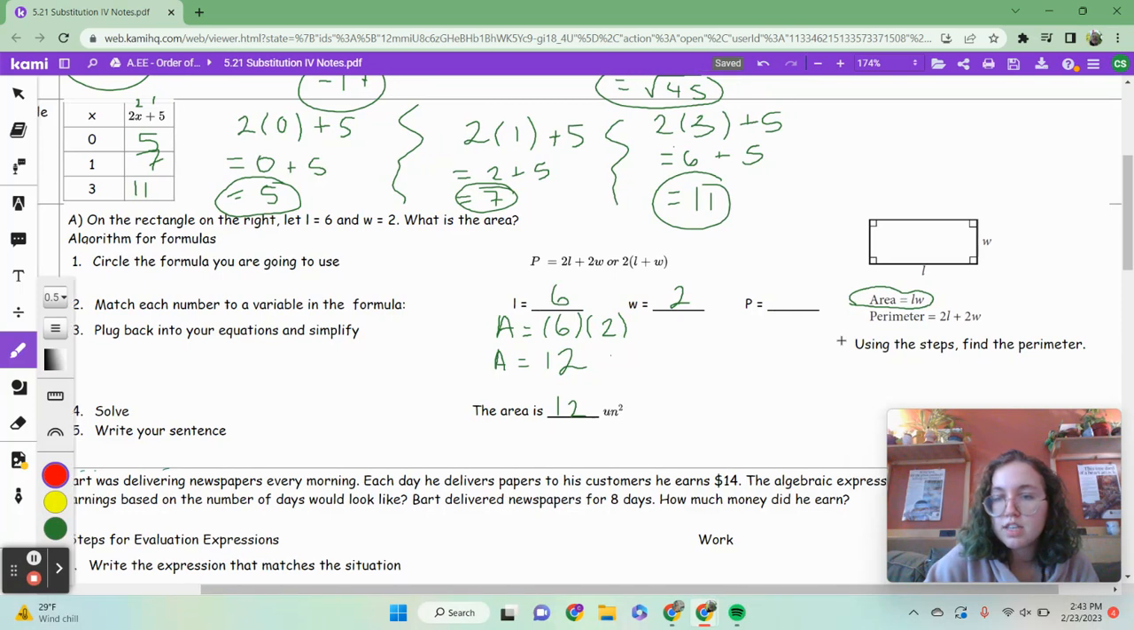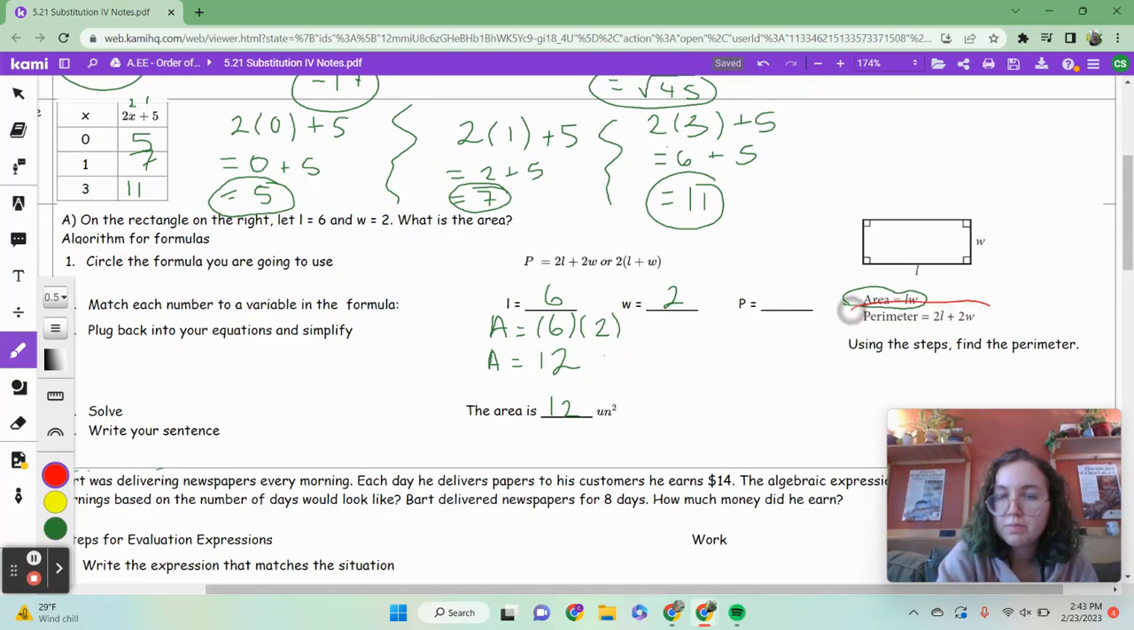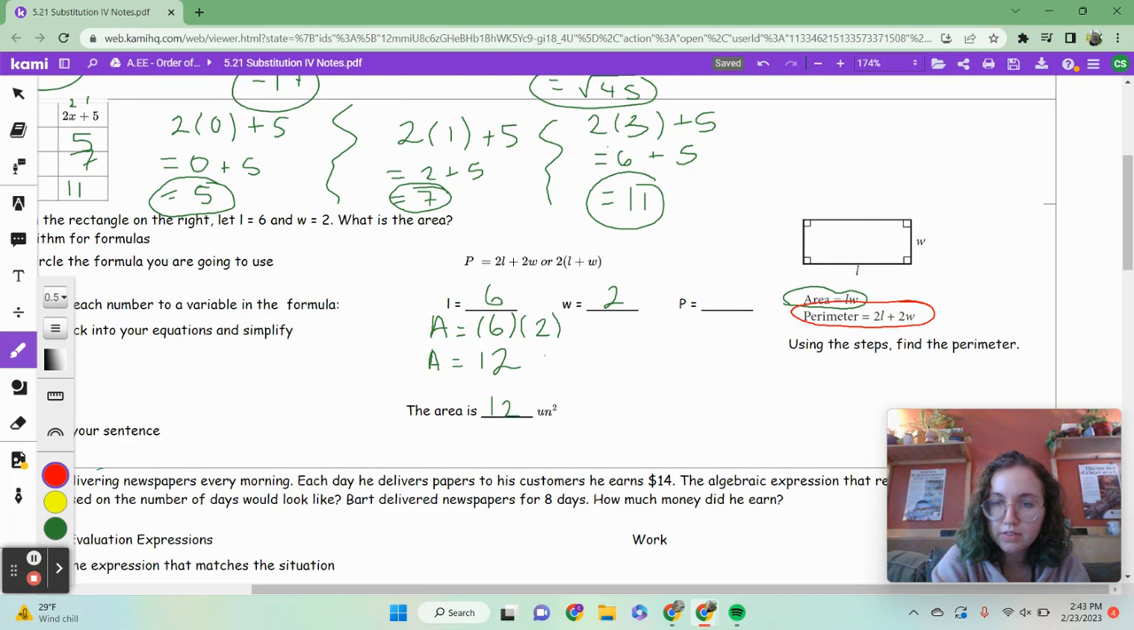I'm going to change up the color for this next one because they want us to use the steps to find the perimeter. So to find the perimeter, we use the equation 2L plus 2W. So we have a level 2 problem there, a level 1 problem there, and a level 2 problem there. So we plug in our 6 and our 2 for our length and our width. So our perimeter is equal to 2 times 6 plus 2 times 2.